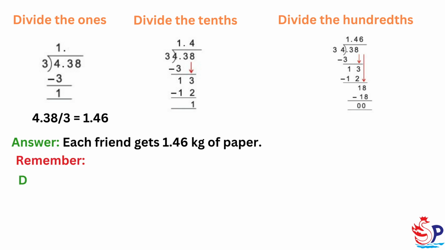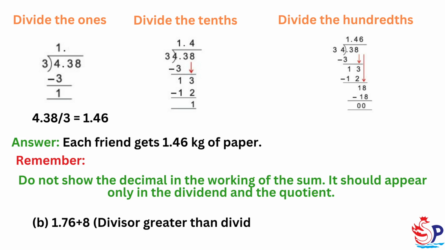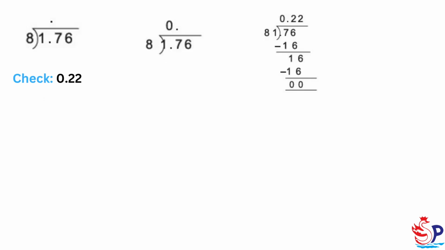Remember, do not show the decimal in the working of the sum. It should appear only in the dividend and the quotient. B. 1.76 divided by 8. Divisor greater than dividend. Check. 0.22 times 8 equals 1.76. Divisor times quotient equals dividend.